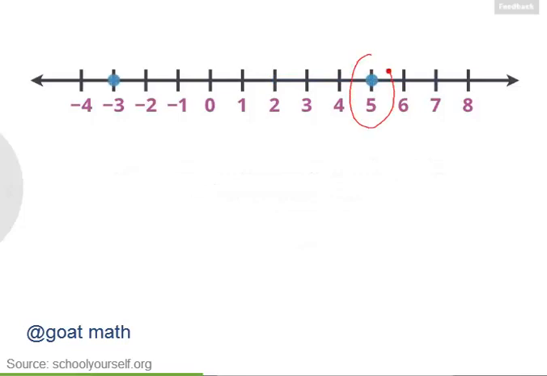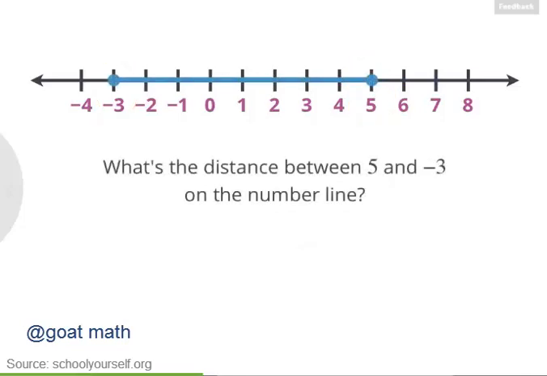Next, let's look at the numbers 5 and negative 3. What's the distance between these two numbers? How far do you have to travel to go from one number to the other? Exactly. This distance is 1, 2, 3, 4, 5, 6, 7, 8. But our formula still works. We can take the larger number, which is 5, and subtract the smaller number, negative 3. Remember that subtracting a negative is the same thing as adding a positive. So 5 minus negative 3 equals 8. So once again, taking the larger number and subtracting the smaller number will always give you the correct distance.